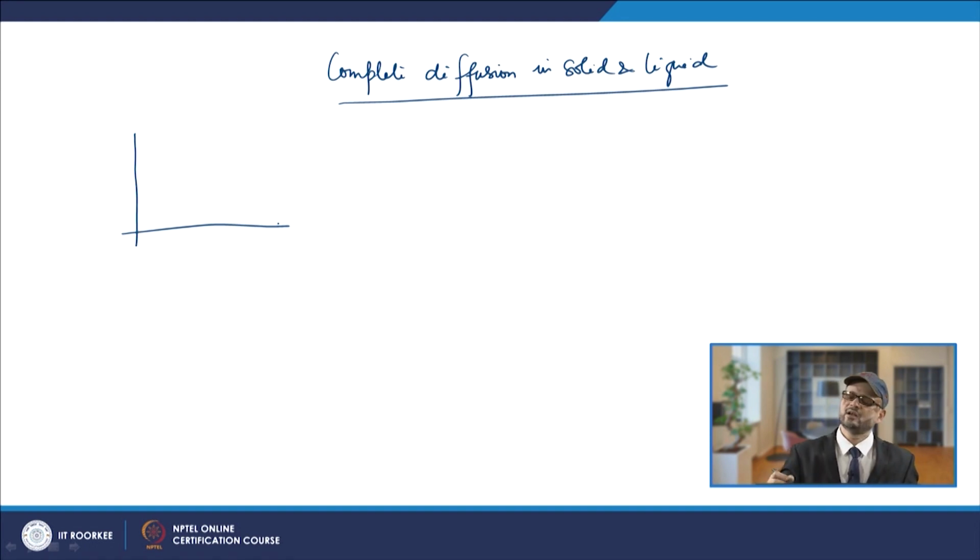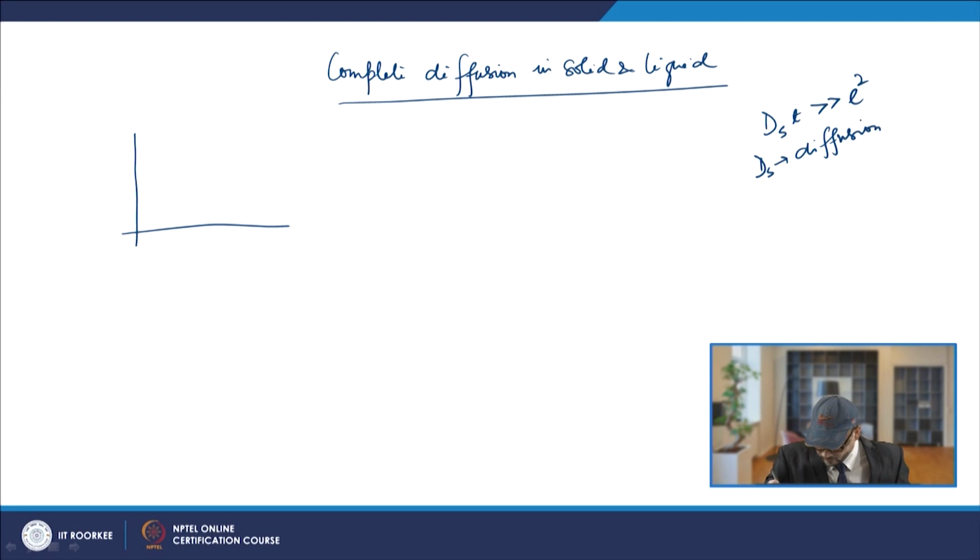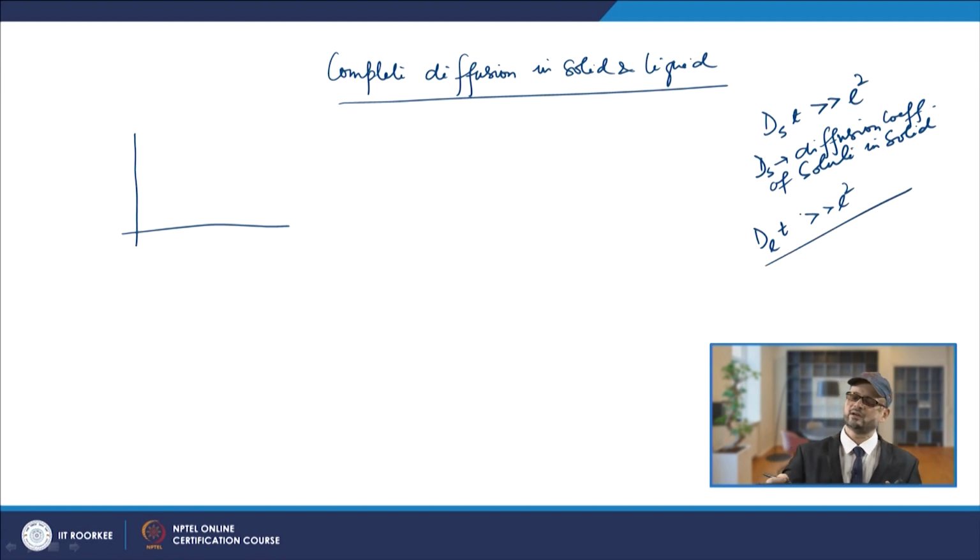For that, in the solid state the condition will be Ds into T should be more than L square, where Ds is the diffusion coefficient of the solute in solid. Similarly you will have the diffusion coefficient of the liquid also. So, in the liquid case you should have Dl into T again more than L square, where L is the initial length of the liquid. So, this is the diffusion rate, this is time, and that should be quite a bit higher than the distance through which it has to diffuse. Certainly, depending upon the Dl and Ds values the diffusion rate will vary.